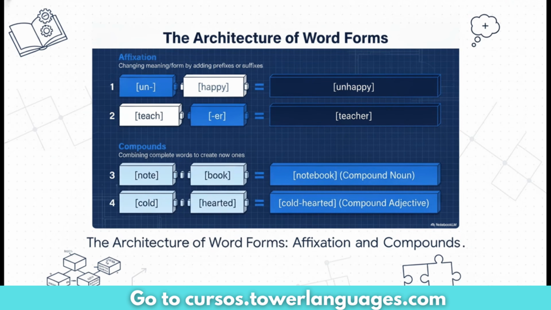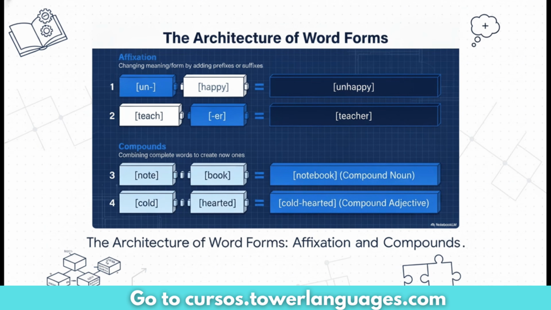Now, a crucial takeaway here is that you can rapidly expand a student's vocabulary just by showing them how to build upon base words. Think about the architecture of it all. We've got affixation, where adding a prefix like un to happy makes unhappy, or attaching a suffix like -er to teach gives us teacher. Then we have compounds, where we combine 2 complete words together to create a brand new one. For example, combining note and book creates the compound noun notebook, or mixing cold and hearted gives us the compound adjective cold-hearted.